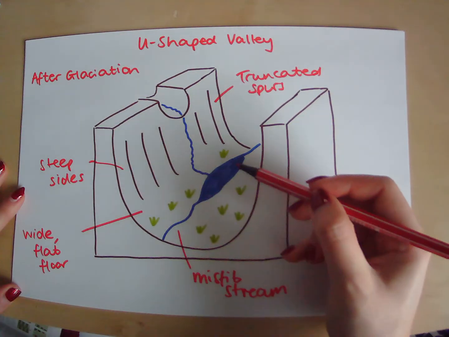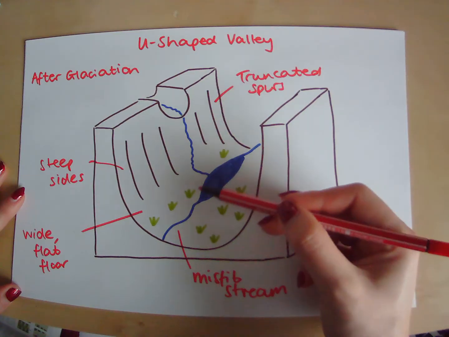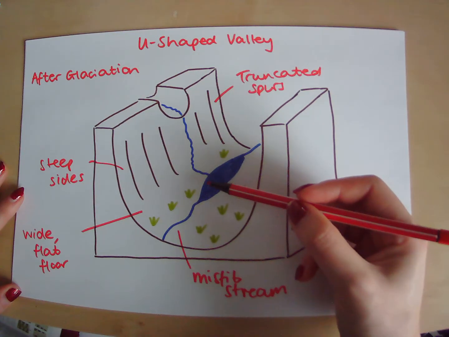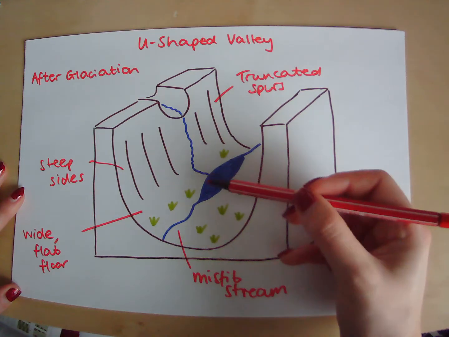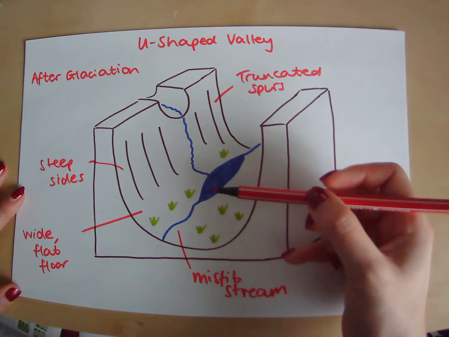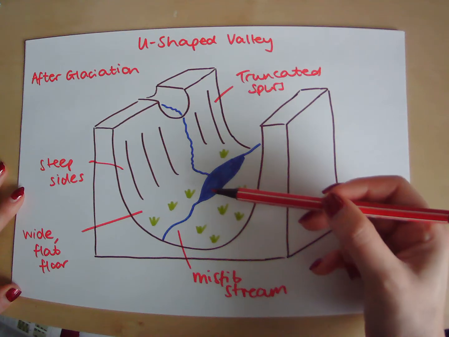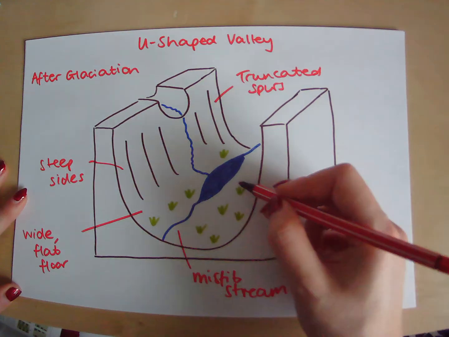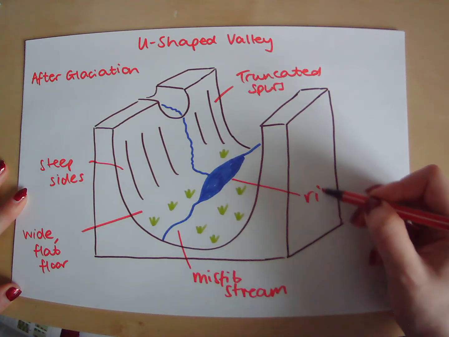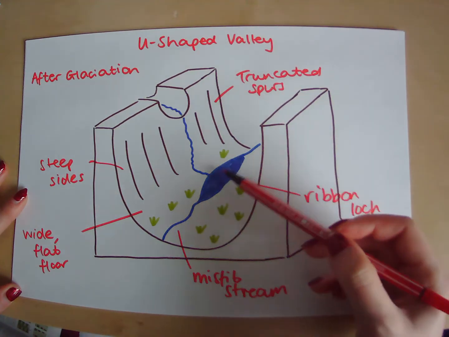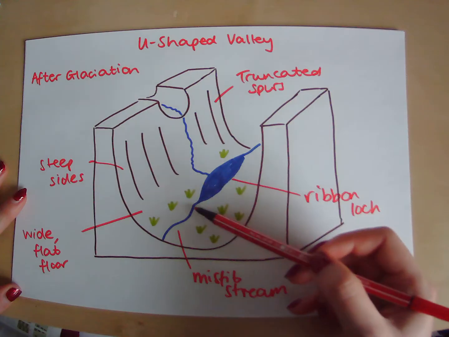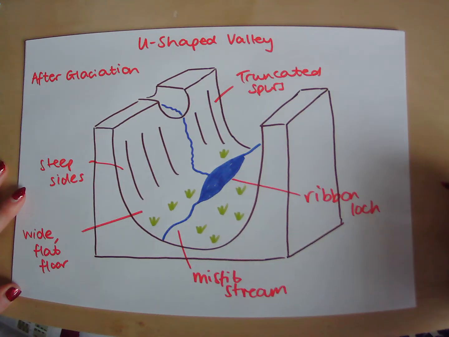Here, we may also have elongated or very long lakes or lochs, where maybe the glacier was able to erode more deeply. Maybe it was more powerful here, it was moving faster here, or maybe the rock below is not as strong as the surrounding rock. Water can then accumulate here, forming a ribbon loch or ribbon lake. You often see this in U-shaped valleys: really long and thin lakes in the middle.